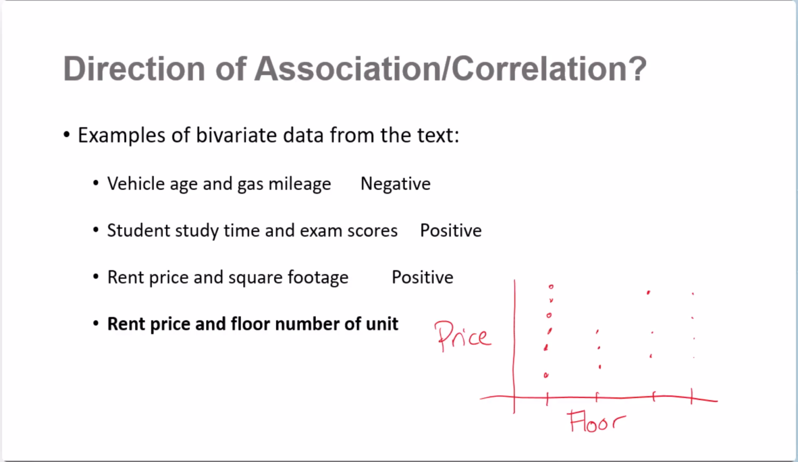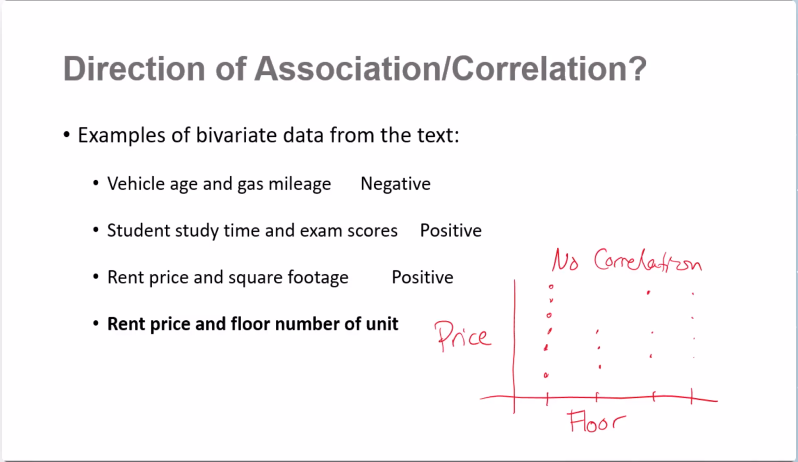Now you could look at real data to see if there is a relationship, and maybe units on the top floor of a high rise might be more expensive, being penthouses or something like that. But for the most part, there probably isn't much relationship between the price of an apartment and what floor it's on. And so this would probably be considered no correlation or no association.